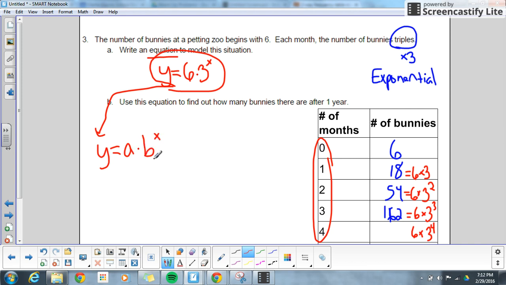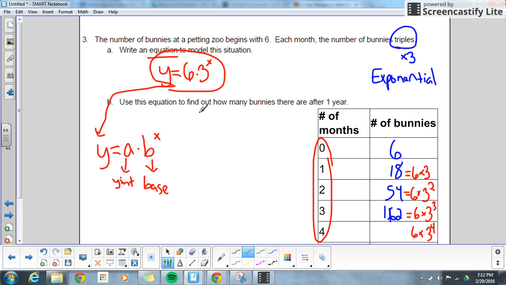Now in this case, our b is actually not our y-intercept. Our b is going to be our multiplier, or our base. Our a in this case is actually going to be our starting point, or our y-intercept. Now, one important note about the base. If you happen to be dividing, then that base is going to be a fraction. So let's say you were dividing by 2, then your base would be 1/2.